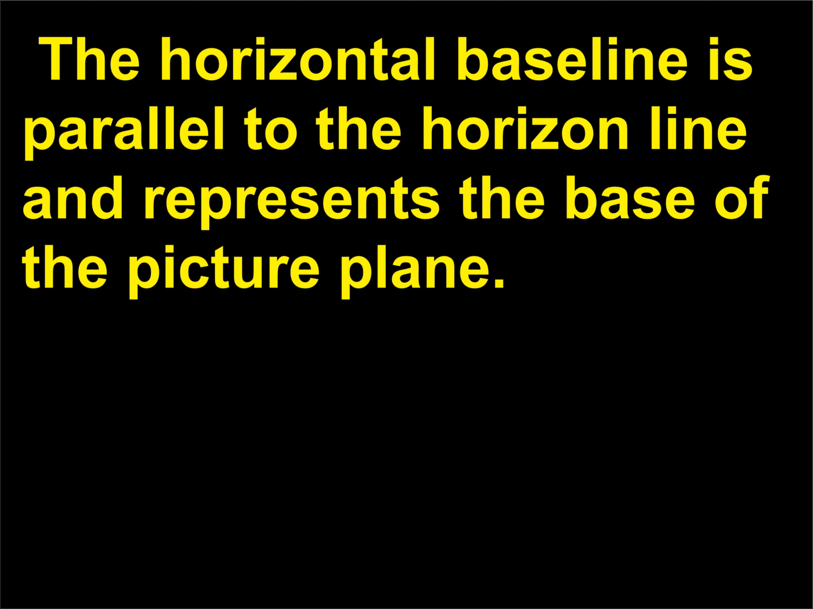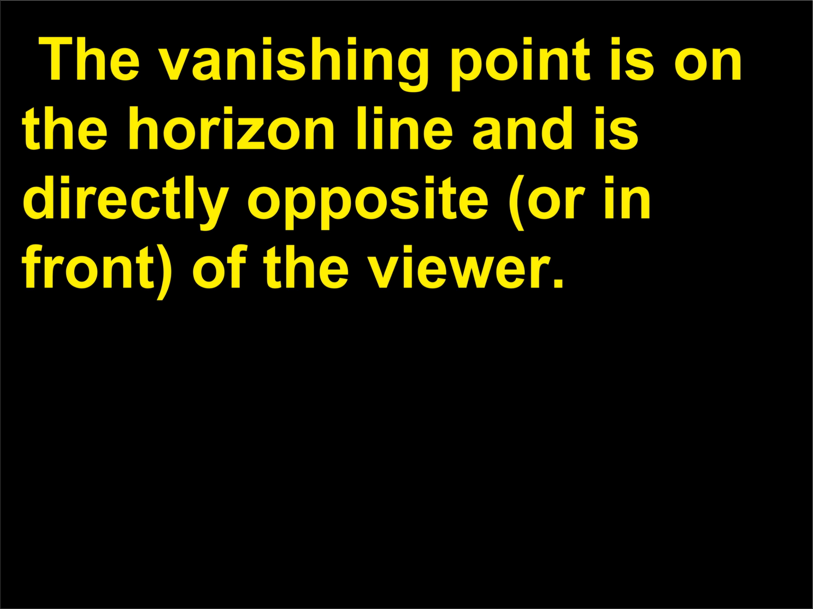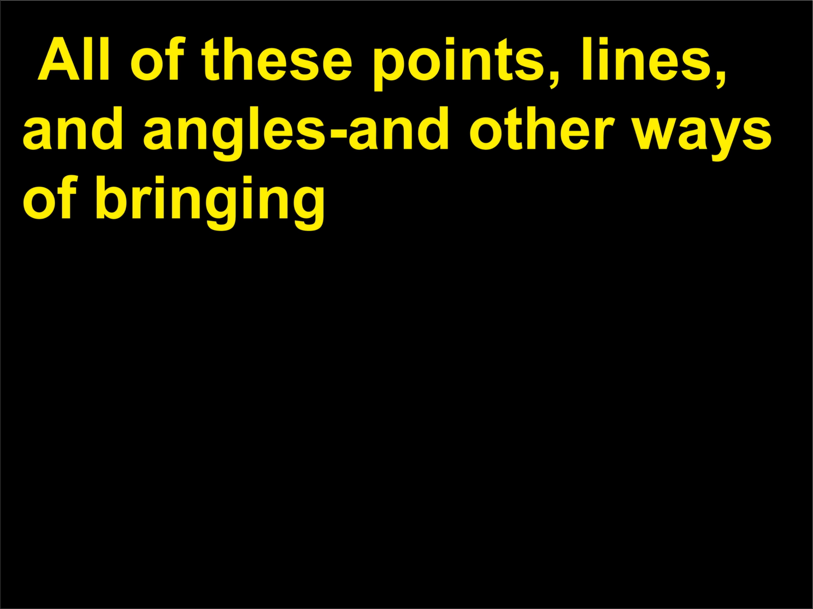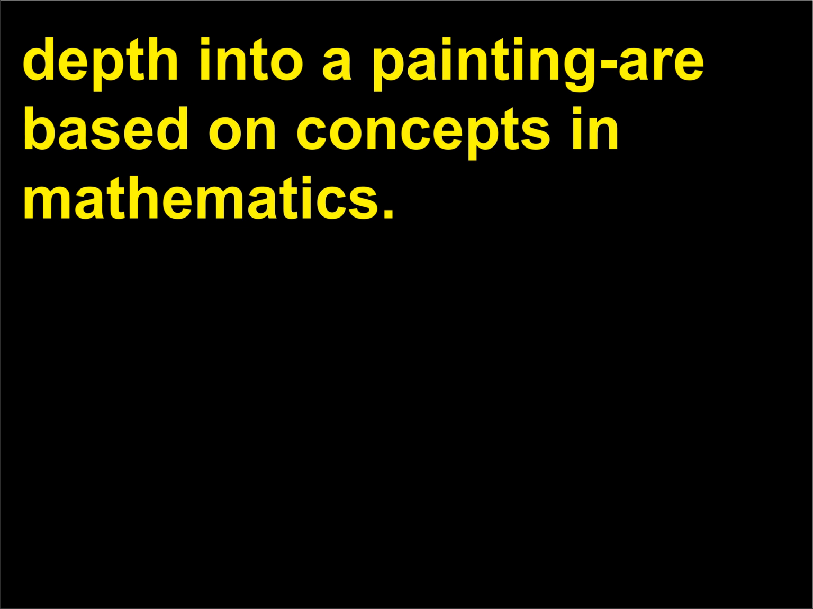The horizontal baseline is parallel to the horizon line and represents the base of the picture plane. The vanishing point is on the horizon line and is directly opposite, or in front, of the viewer. All of these points, lines, and angles and other ways of bringing depth into a painting are based on concepts in mathematics.